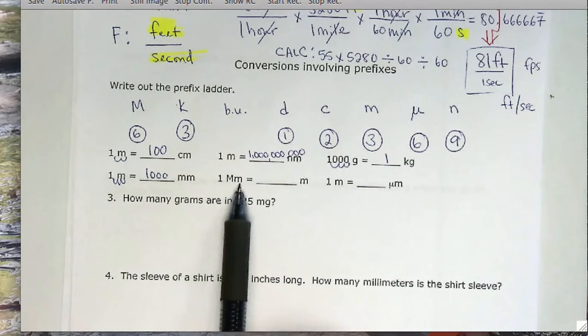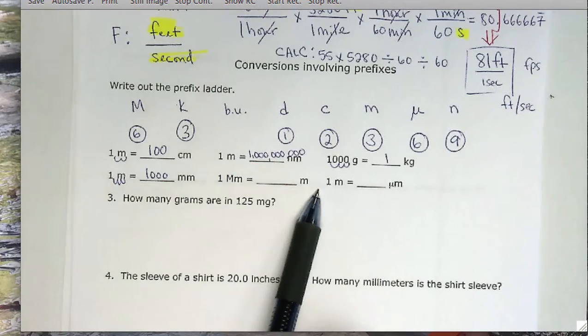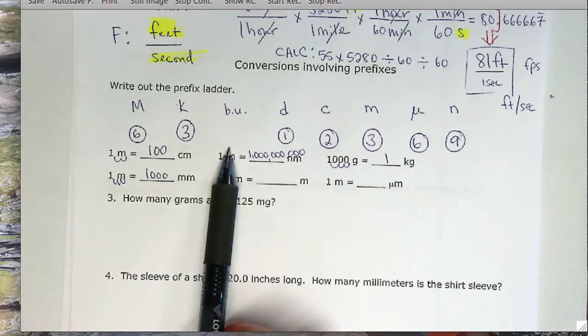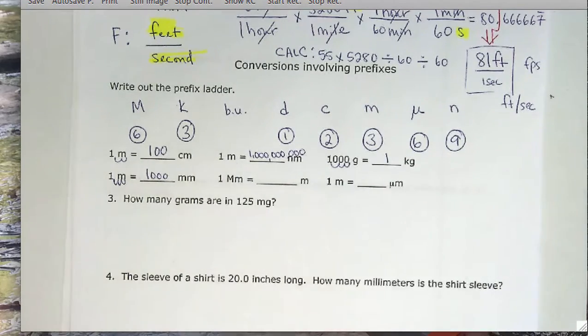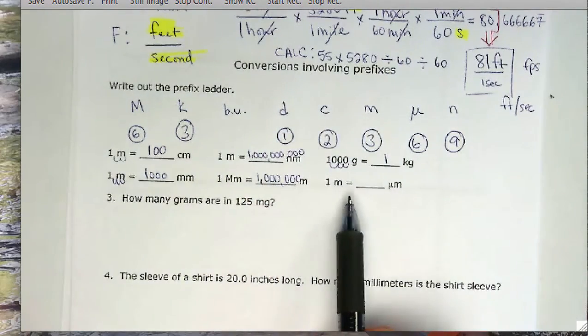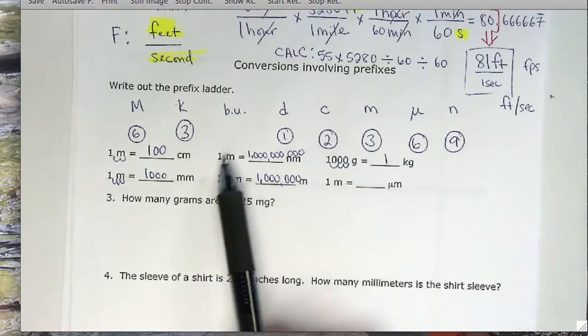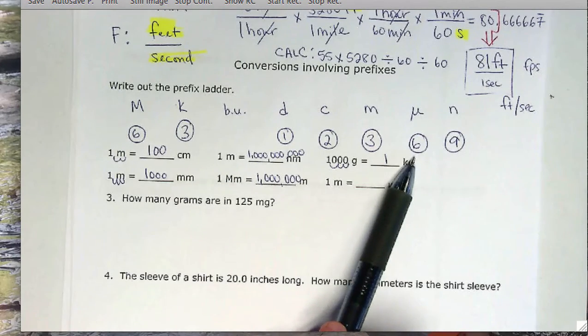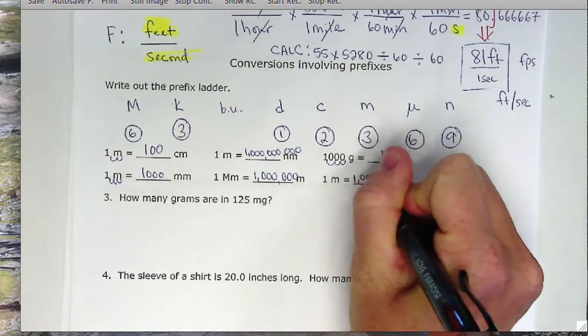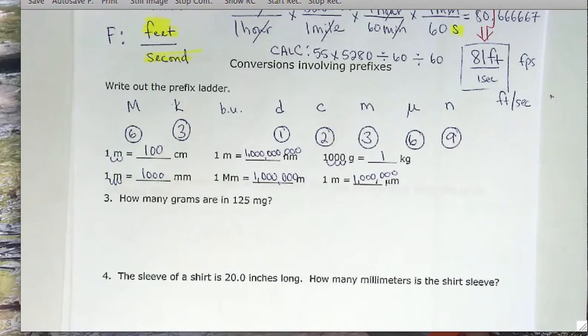And then 1 megameter is how many meters? I'm starting off at mega, trying to get to the base unit, so 1 million, yes. And then lastly, 1 meter equals how many micrometers? Meter to micrometer, 1 million. So 6 to the right. So we can always generate these conversion factors based on this prefix ladder, which is nice to have.